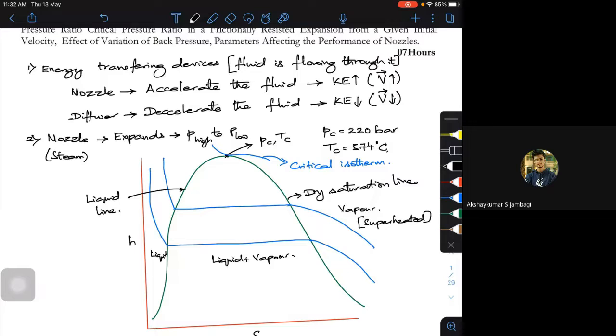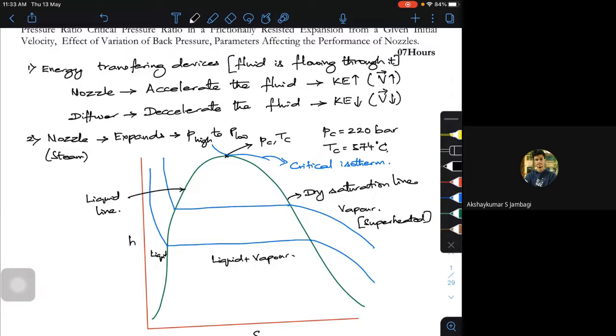So if I take any high pressure steam nozzles in an actual power plant, the working pressure may be around 400 bar or 500 bar with a temperature of 700 degrees Celsius or 800 degrees Celsius, which is much higher than this. So in that case, what will happen? Your isotherm will be much above your critical point. That means your steam expands from a superheated condition.